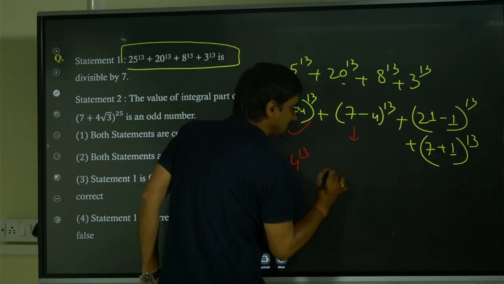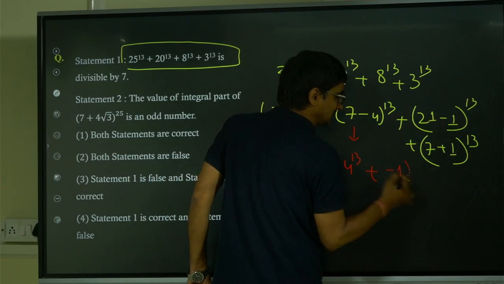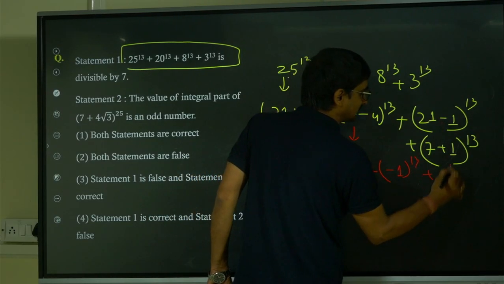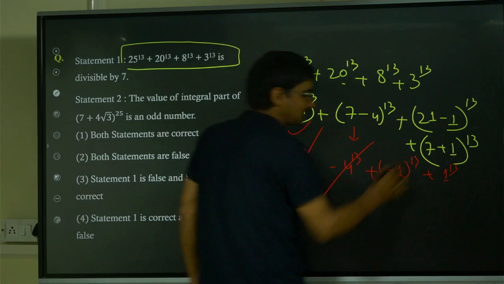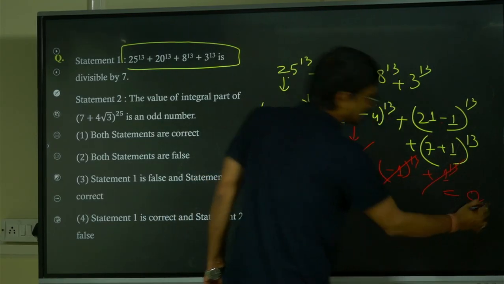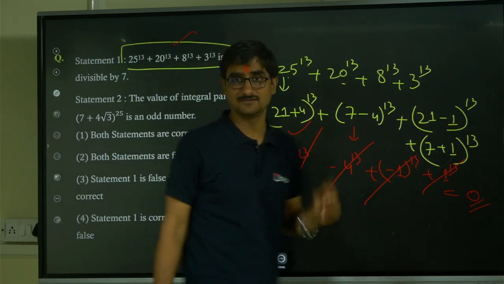Similarly here it will be minus 4 raised to power 13. Similarly here it will be minus 1 raised to power 13, and here it will be 1 raised to power 13. As I said, since all powers are odd, they will appear with their corresponding sign. Ultimately everything will get cancelled. So this statement is true. That is, this expression is divisible by 7 for sure.